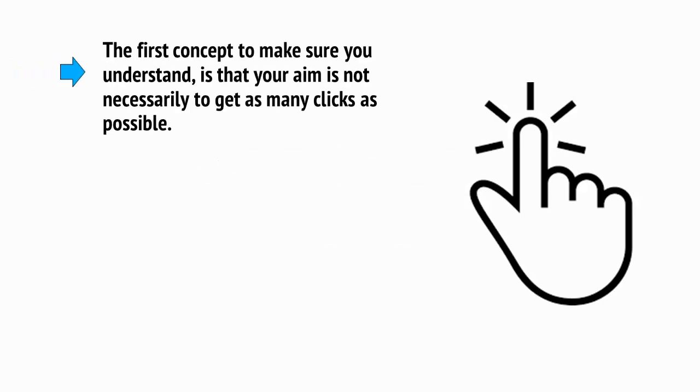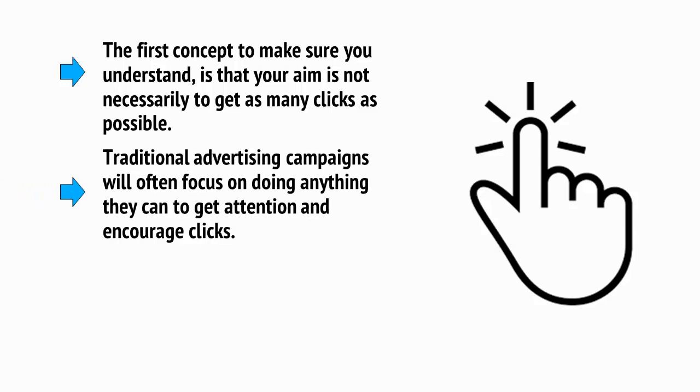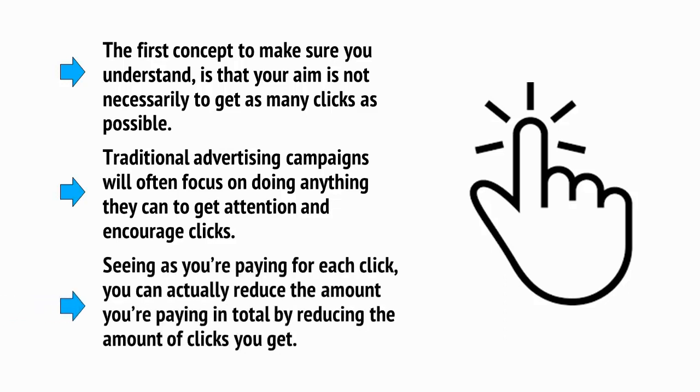As you can see, PPC works a little bit differently from traditional advertising in magazines and on TV. You're no longer paying for a single advert, nor are you paying for exposure. Instead, you're paying directly for clicks, and that means you need to think about things a little differently. The first concept to make sure you understand is that your aim is not necessarily to get as many clicks as possible. Traditional advertising campaigns will often focus on doing anything they can to get attention and to encourage clicks. But seeing as you're going to have to pay for each click, you can actually reduce the amount you're paying in total by reducing the amount of clicks you get.